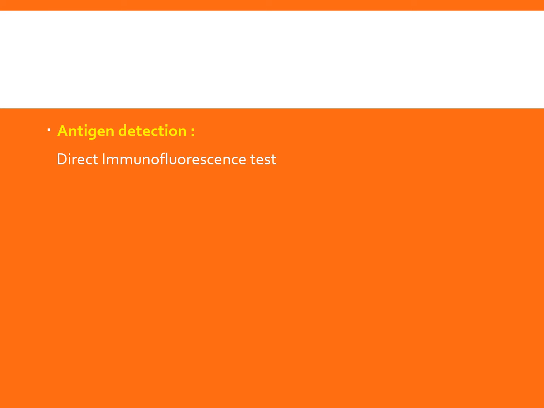Now what methods can be done to detect this viral infection, that is influenza infection? So one is the antigen detection, that is you are detecting the antigen present on the virus. Whenever in virology you are detecting antigen, what sample should be taken? Antigen is present on the virus, so you have to take that sample where the virus is present.